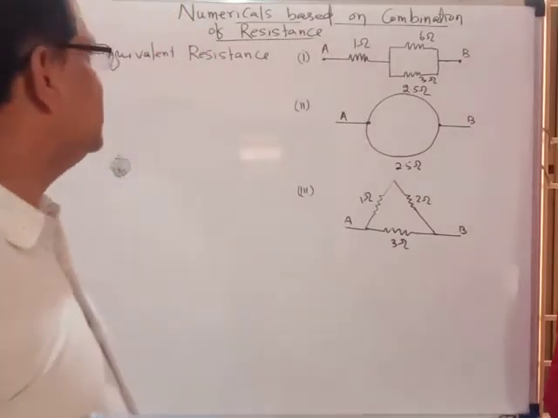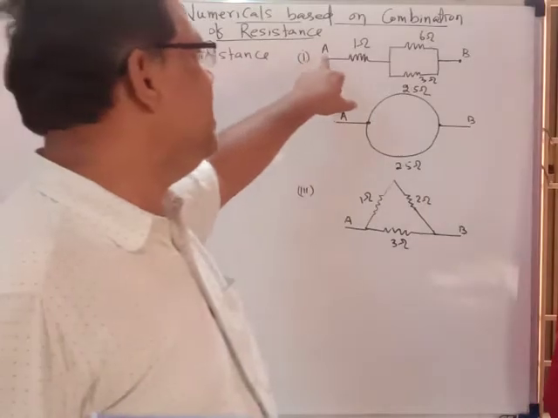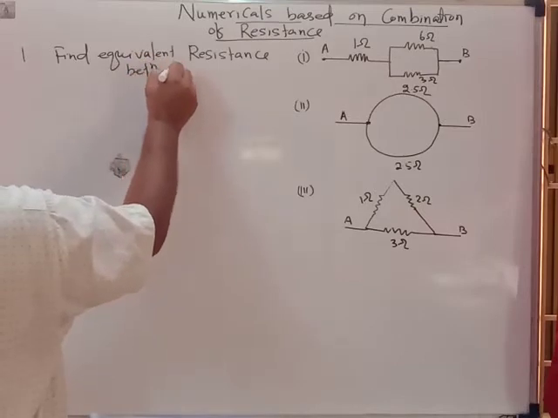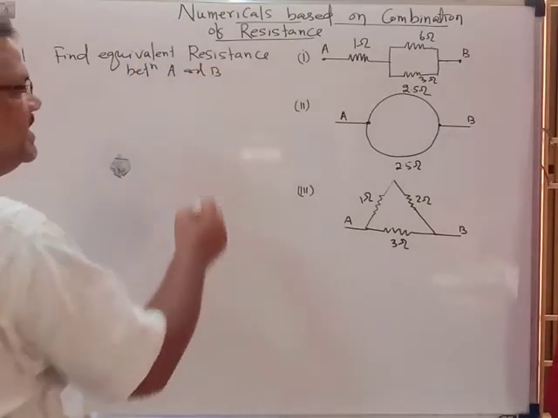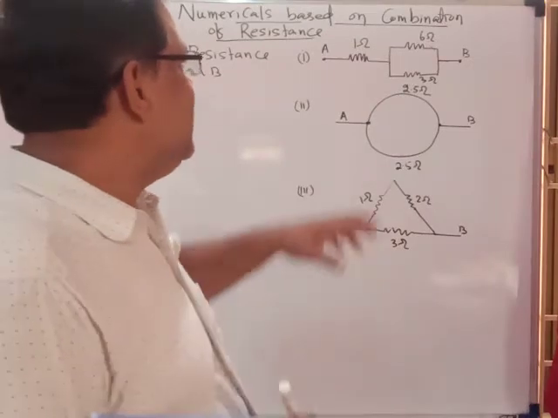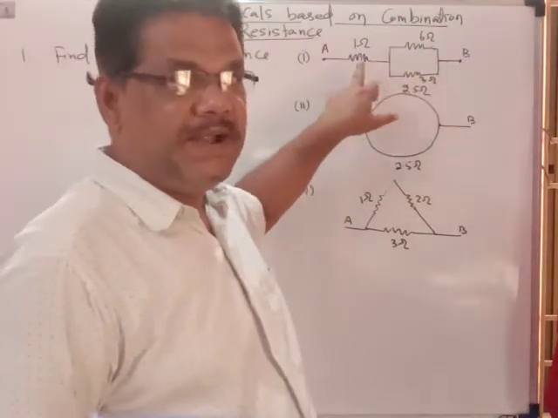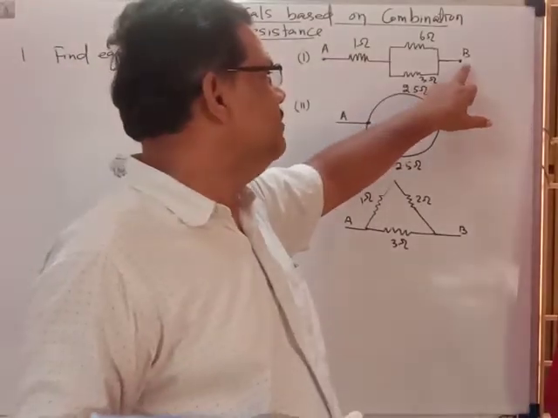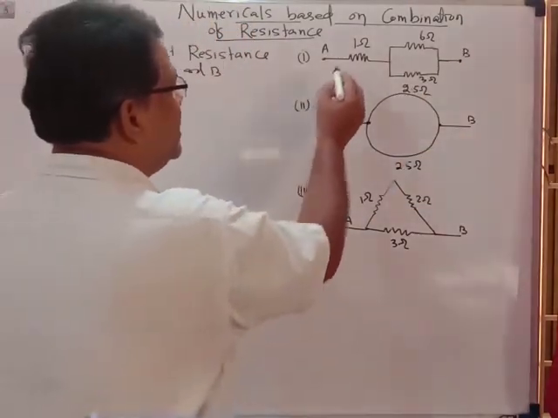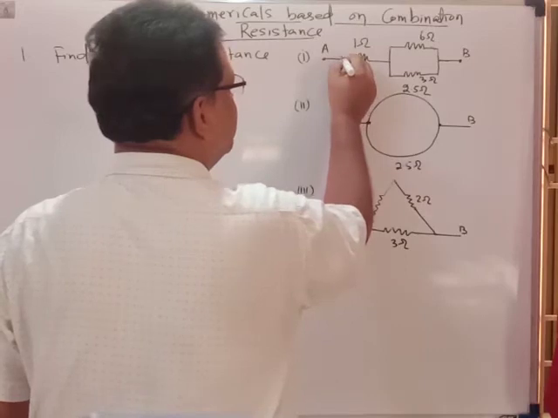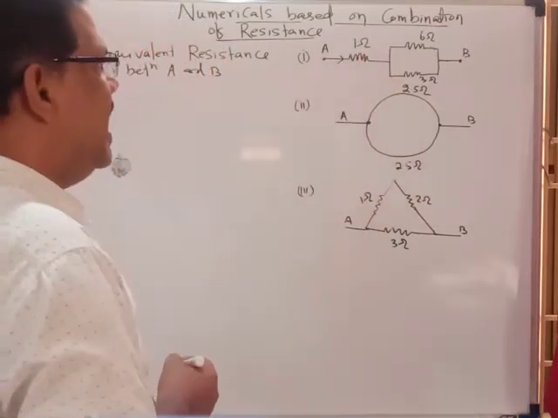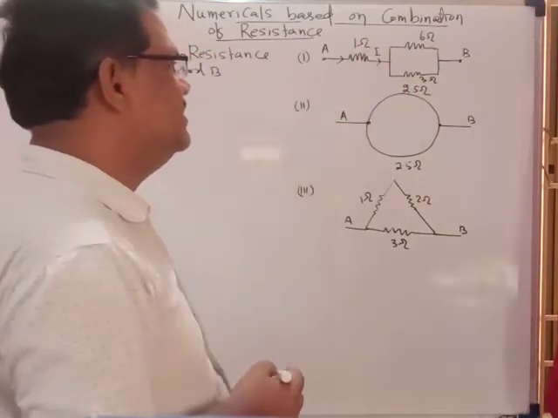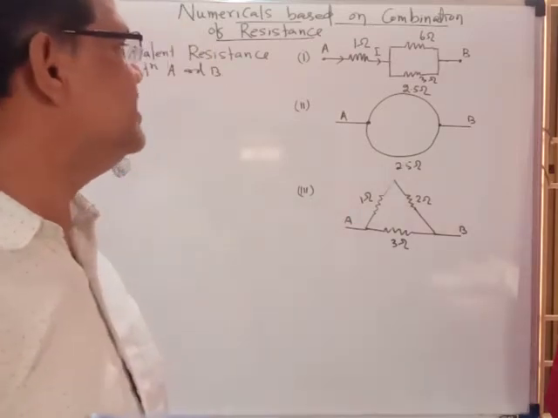So here the first question is: find the equivalent resistance between A and B. If it is told in the question that the battery is connected between A and B, one end of the battery is connected to A and the other end is connected to B. So what happens here? The current is flowing through the 1 ohm resistance, and this current you call I. The total current passing through the 1 ohm resistance is I.